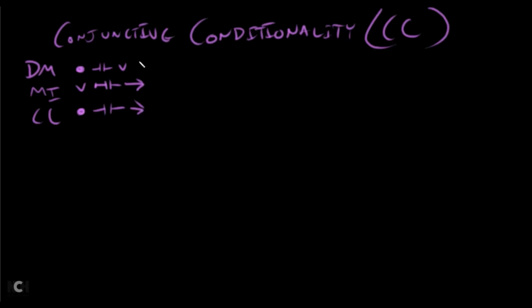So for De Morgan's law, which negation slots do you flip? The outside, the left, and the right. For material implication, which one do you flip? Just the left one. For conjunctive conditionality, which ones do you flip? Just the outside and the right. That's it. It's as straightforward as it sounds.